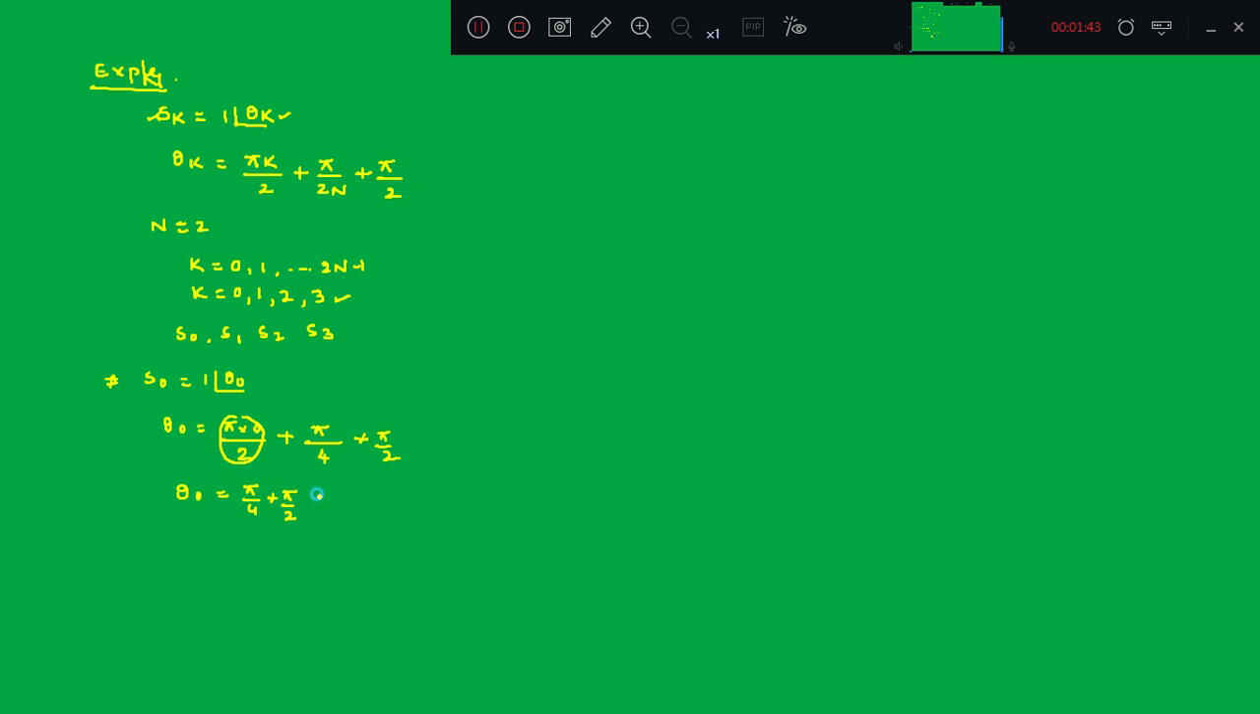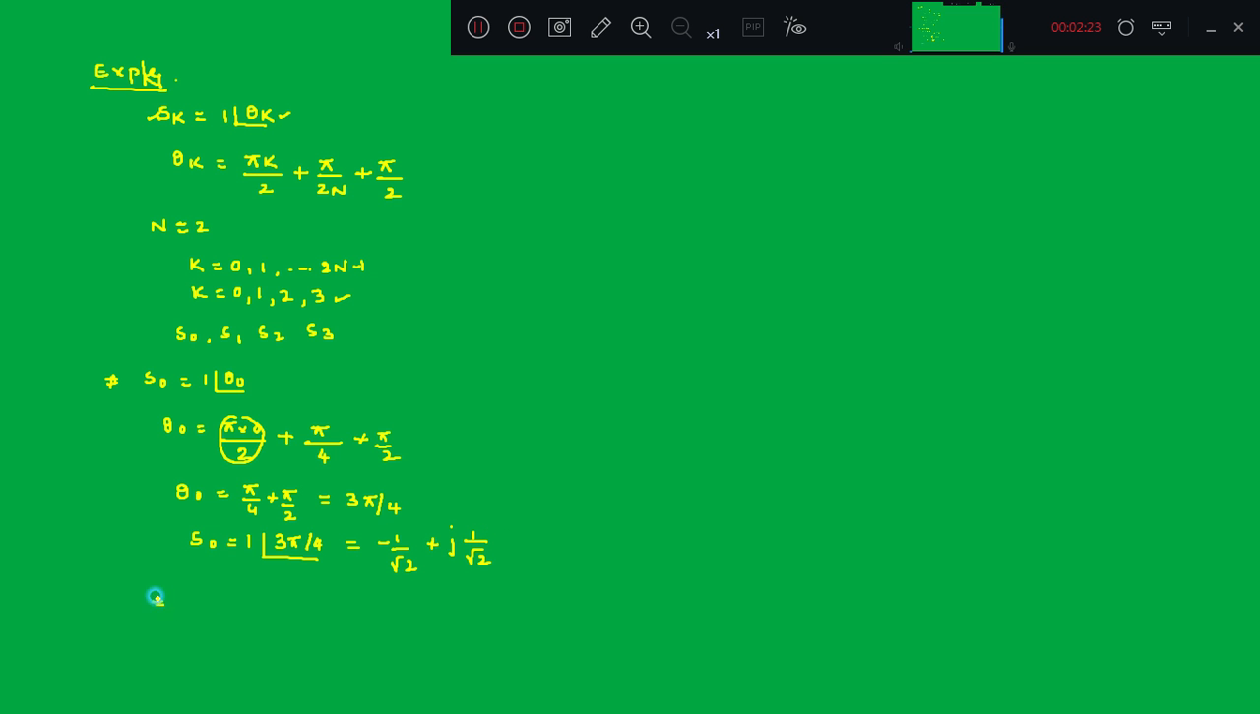So theta 0 is equal to pi by 4 plus pi by 2. So how much is it? Is it 3 times pi by 4? Yes, it is 3 times pi by 4. Therefore S0 is equal to 1 with an angle 3 pi by 4, right? And if you calculate this in the Cartesian form, what will you get? Cos 3 pi by 4 is minus 1 divided by root 2, plus j sin 3 pi by 4, which is 1 divided by root 2.